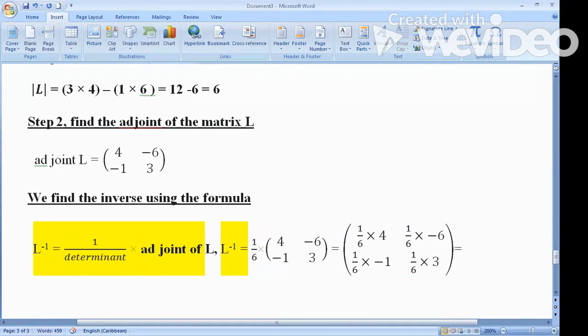Everybody see that? So it's 1 over 6 times everything inside the bracket. All right.